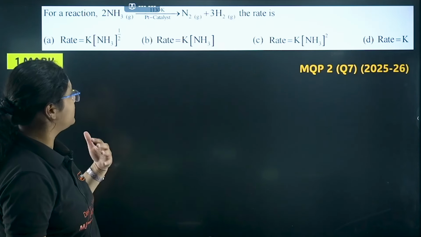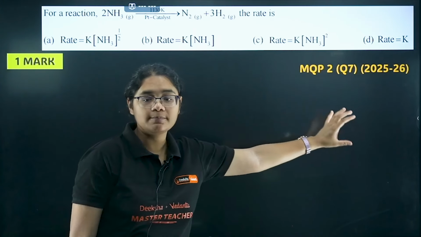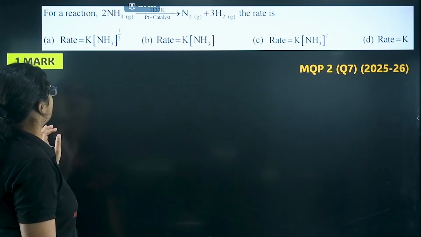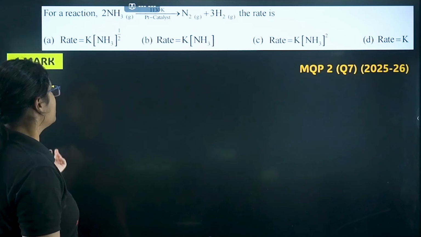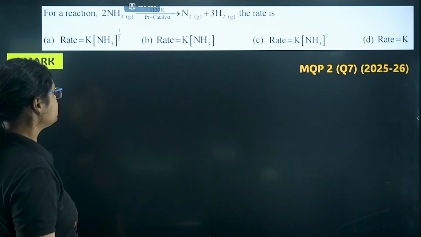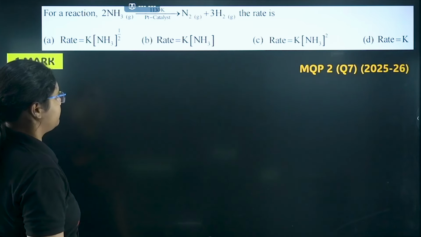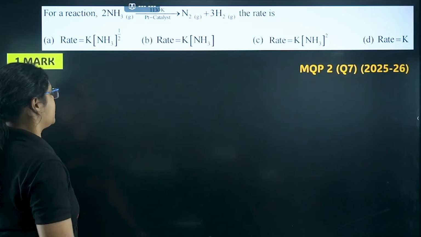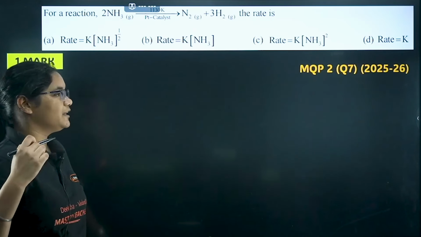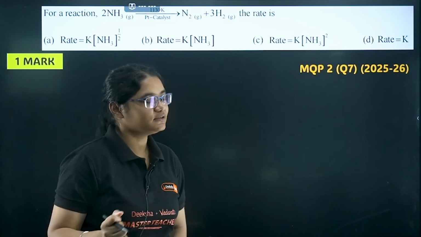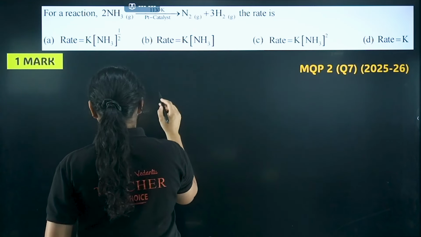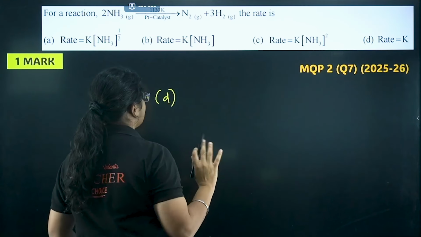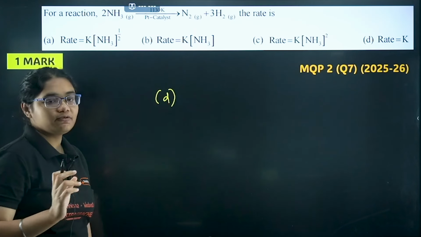Now let's move to model question paper 2. The first question is, for a reaction 2NH3 gives N2 plus 3H2, the rate is... Now this is a surface catalyzed reaction, decomposition of ammonia. It is a zeroth order reaction. So decomposition of ammonia, zeroth order reaction. So rate will be your option number D. It will not depend on the concentration of NH3.